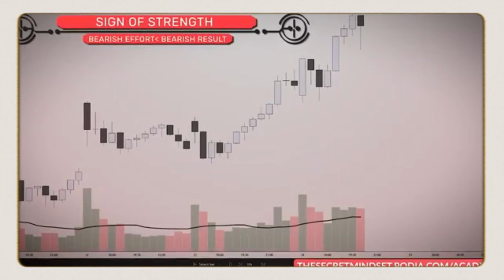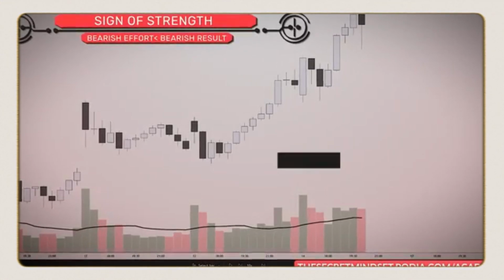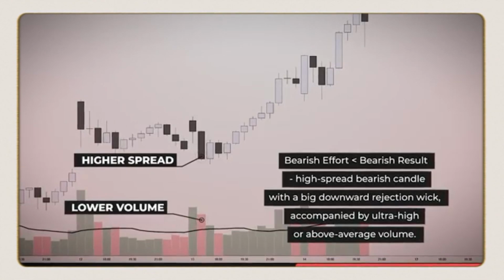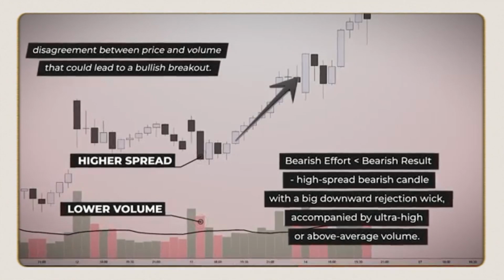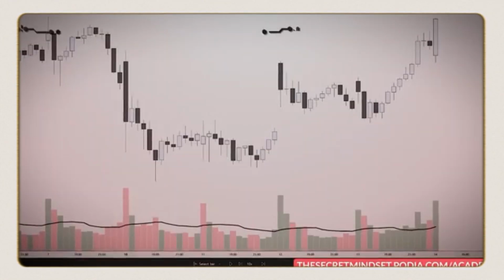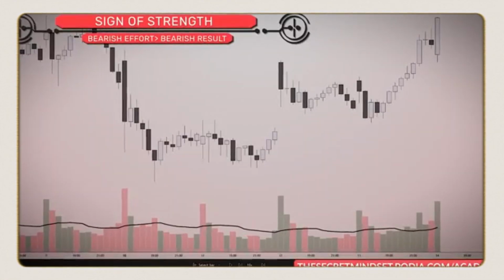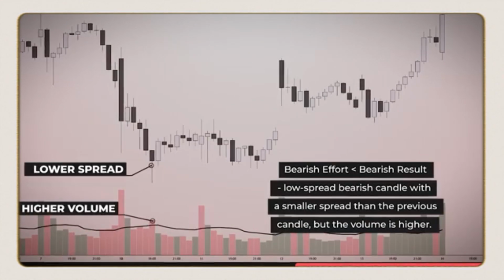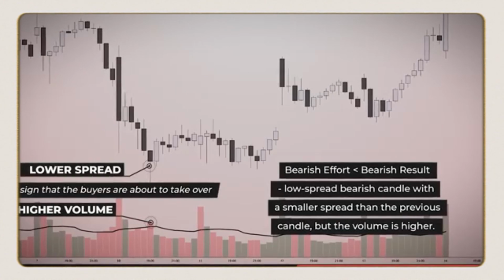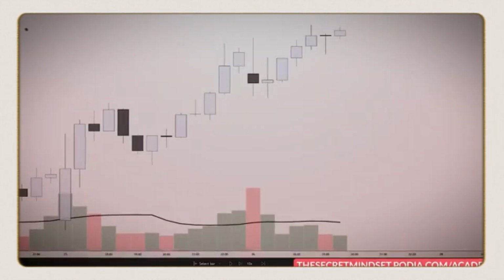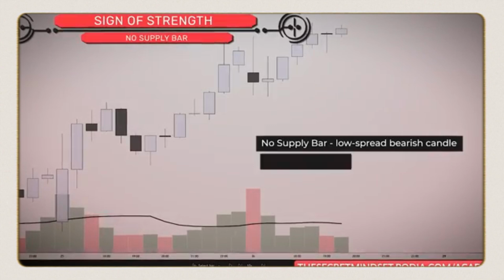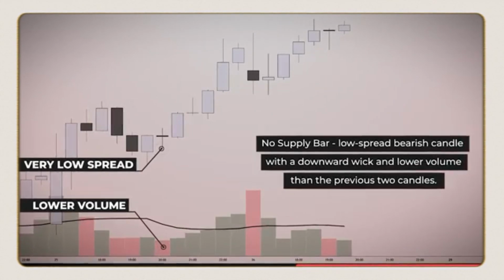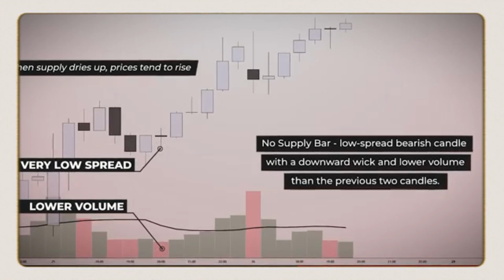3. Bearish effort, lower than the bearish result. A high-spread bearish candle with a larger spread than the previous candle but lower volume, suggesting a bullish breakout could follow. 4. Bearish effort, higher than the bearish result. A low-spread bearish candle with a smaller spread than the previous candle but higher volume, indicating that buyers might take over. 5. No supply bar. A low-spread bearish candle with a downward wick and lower volume than the previous two candles, indicating a lack of sellers and a potential price rise.